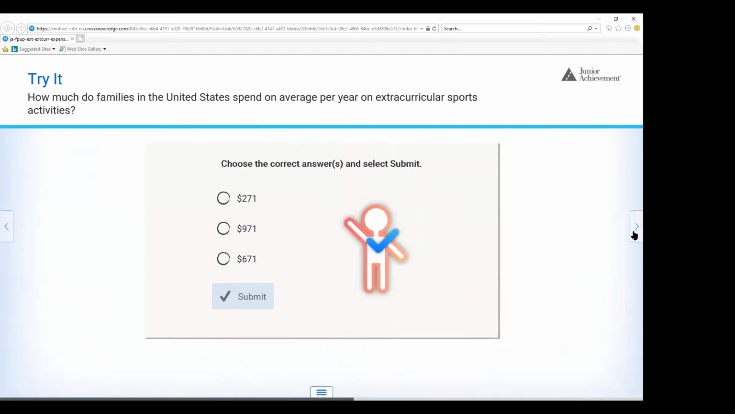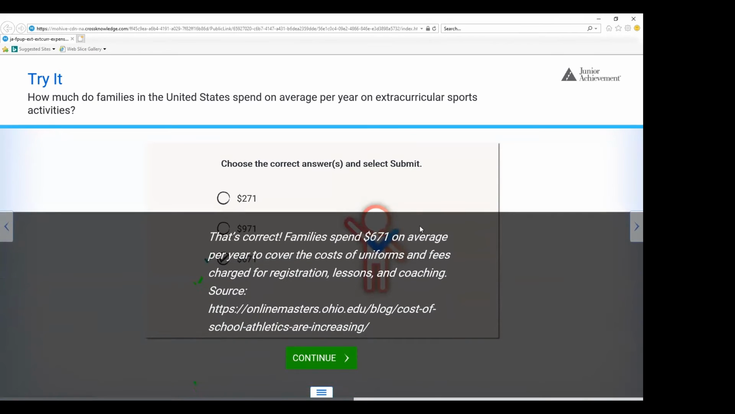How much do families in the United States spend on average per year on extracurricular sports activities? Do you think maybe it's only $271, $971, or do you think it's $671? If you picked $671, you are correct. On average per year, to cover the costs of uniforms and fees charged for registration, lessons, and coachings, these can add up to $671.